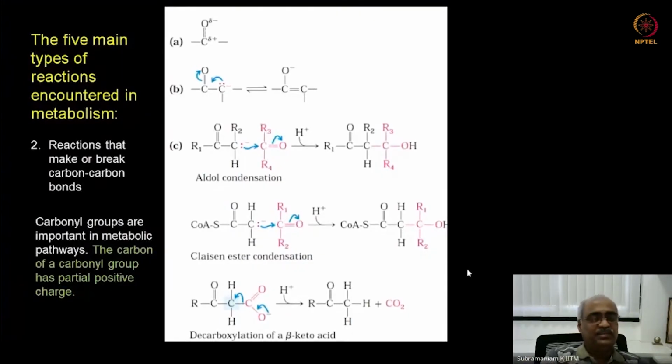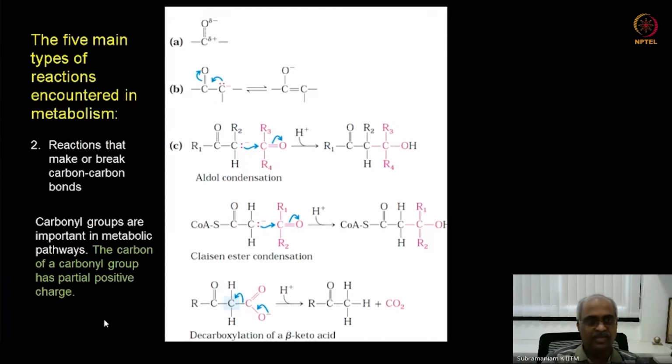Okay. So the second major type of chemical reactions that we find in biochemistry are carbon-carbon covalent bond formation or breakdown of the carbon-carbon bonds. Okay, so the reactions that make or break carbon-carbon bonds. So this is the second major thing, and this is very common in many synthetic reactions as well as breakdown reactions. And here is where we are going to really thoroughly focus.